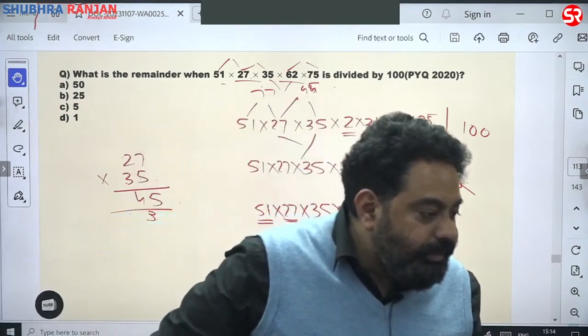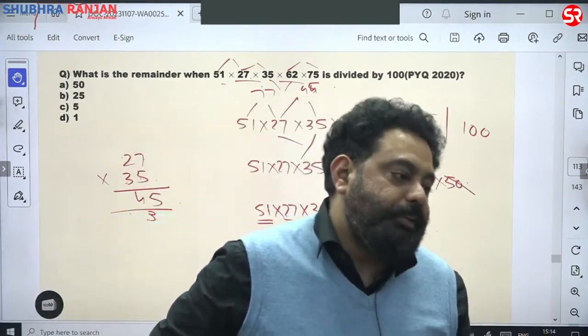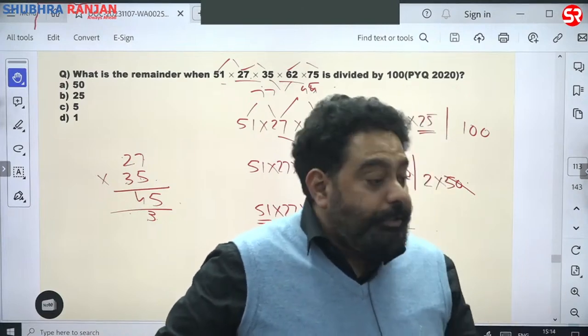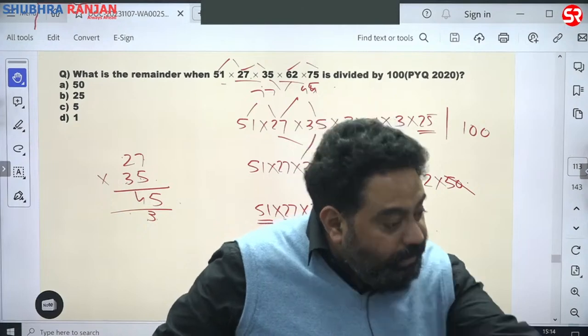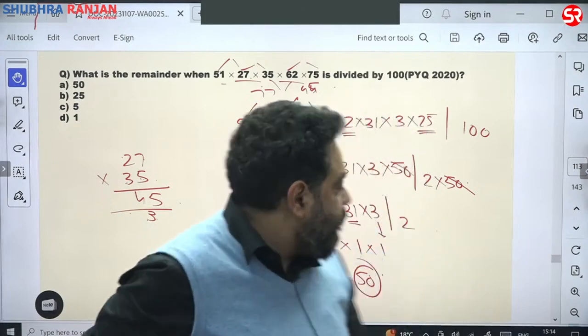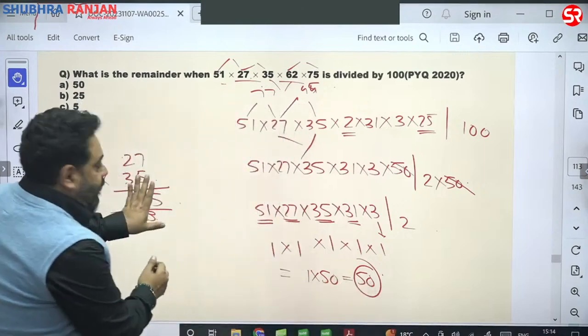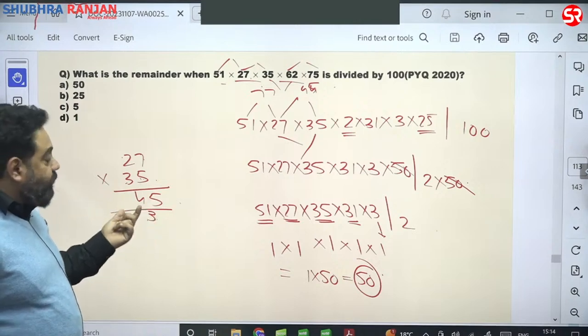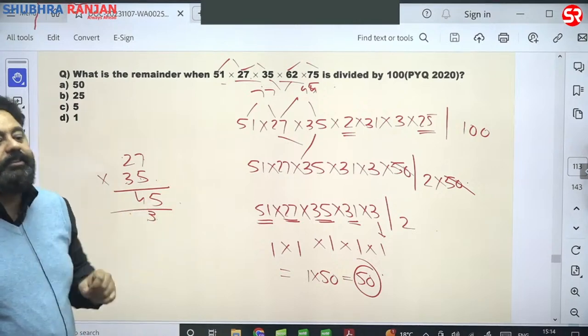You're wrong. 7 and 5 is not giving you 5 in the unit place. It's giving you 45 in the unit place. When you're dividing by 100, you have to check the last 2 digits. You don't have to check 1 digit. You are saying 5, I'm saying 45. When you divide a number by 100, you have to check the last two digits. So that's the reason it's not right.